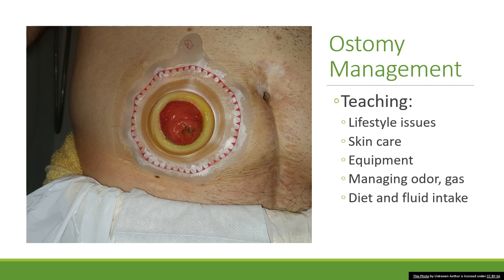It will shrink a little bit over the next 6 to 8 weeks, so the appliance will probably need to be remeasured. And it should start functioning in about 2 to 3 days. So initially the person won't have any stool out of there. So the person may need to be NPO and have an NG tube initially. They may need TPN or PPN, depending on how long they've been NPO before the surgery.